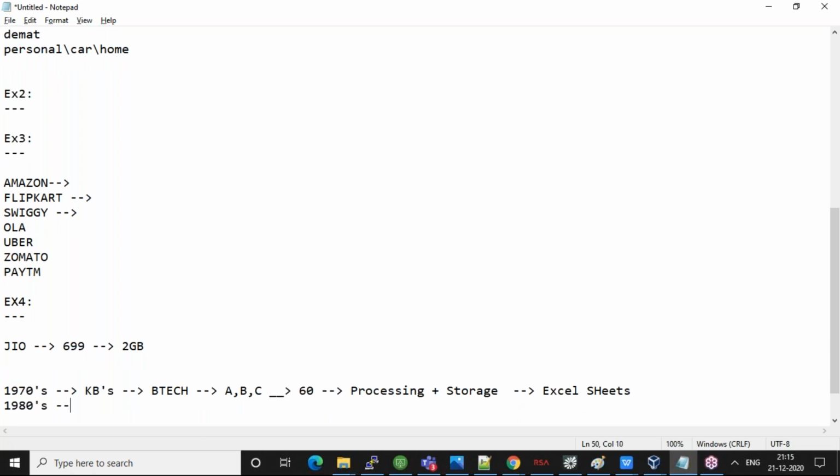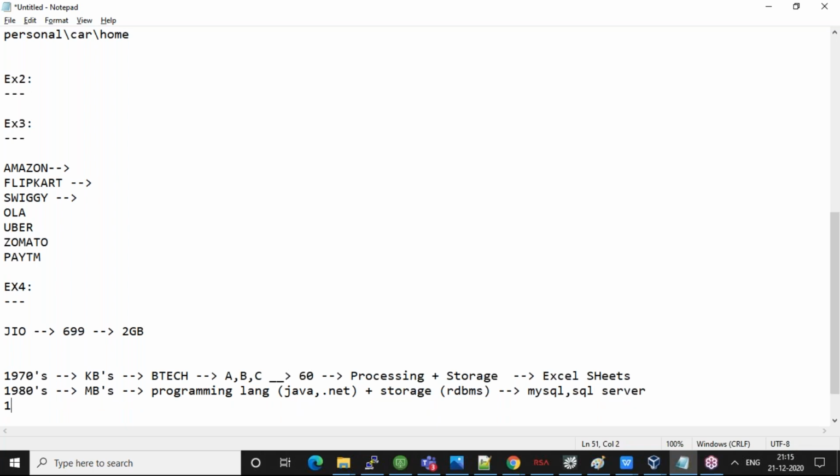In the 1980s, the data increased much more. It is in the form of MBs. So now how to process the data? By using a programming language, for example Java, .NET. Next, storage: how can we store the data? By using an RDBMS. What is an RDBMS? MySQL, SQL Server, all these things. With these we can store the data.